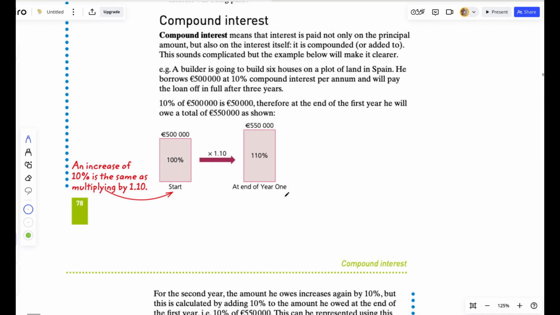Now let's take a look at it. Compound interest means the interest that is paid not only on the principal amount but also on the interest itself. Like I said, you pay the compound interest not only on the principal, you pay it on the interest itself. This is what the bank is using. This is what most companies are using when they give you a loan. So you're paying interest on interest. Not only are you paying interest on the principal you borrowed, you're also paying interest on interest.